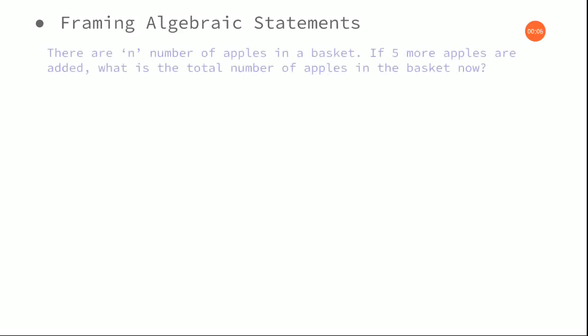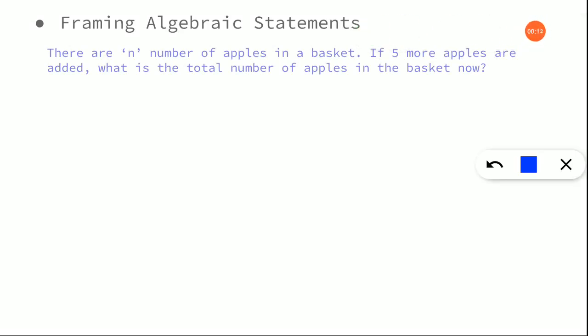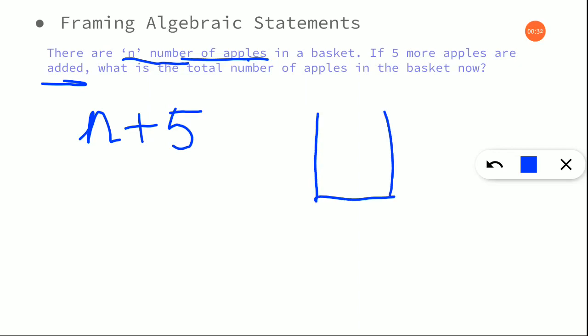Next, framing algebraic expressions. The question will be in the form of a sentence, and we have to find the algebraic statement. Now, read this question. There are n number of apples. If 5 more apples are added, what is the total number of apples in the basket now? Already there are n apples in the basket. We are going to put another 5 apples. So the expression becomes n plus 5. Clear? This is how we frame an algebraic statement.